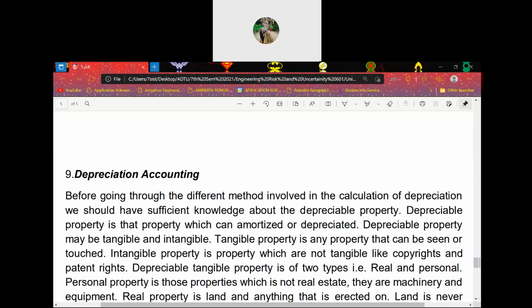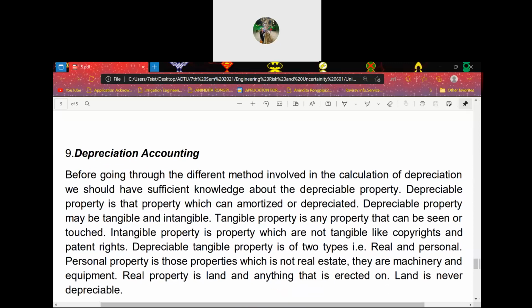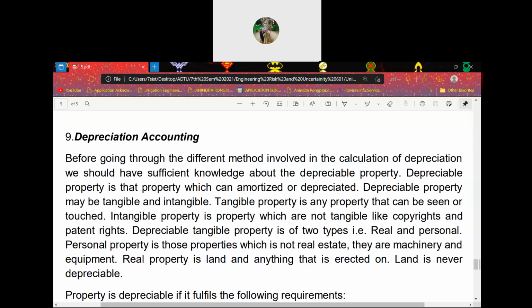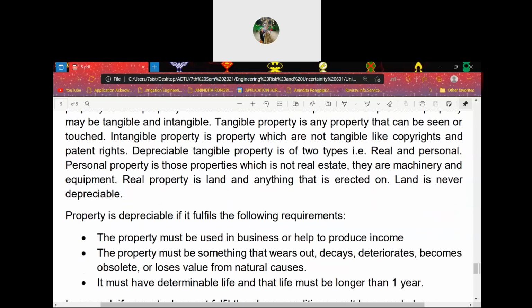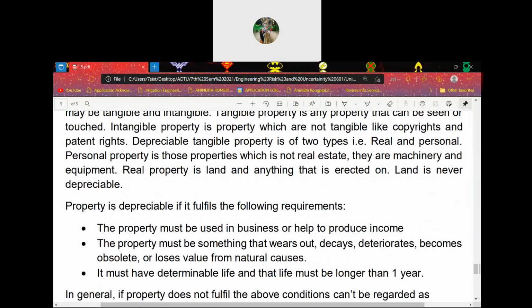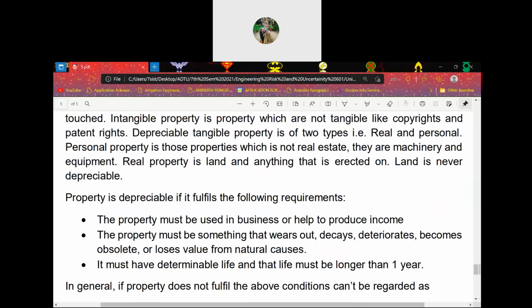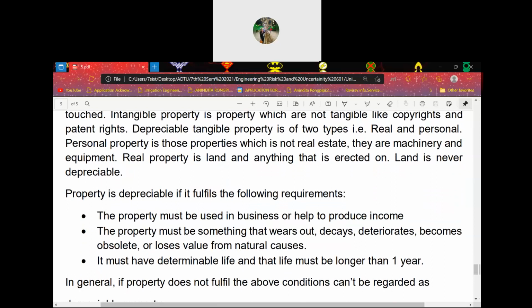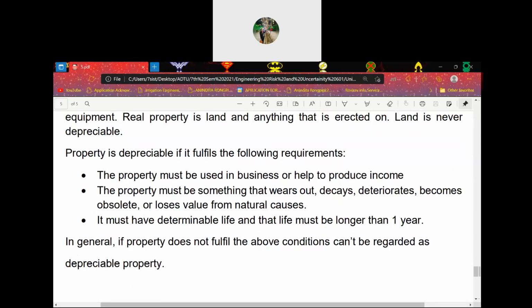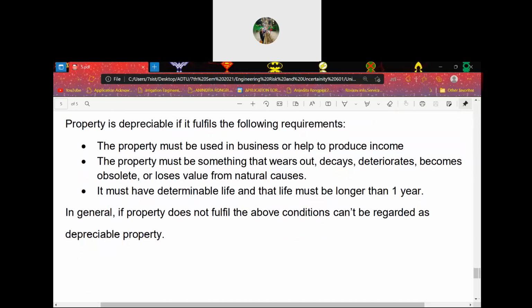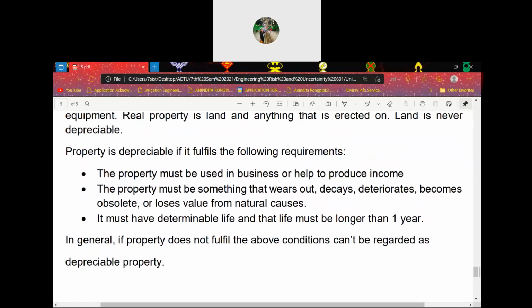Depreciable tangible property is of two types, real and personal. Personal property is property which is not real estate, such as machinery and equipment, and real property is land and anything that is erected on it, and land is never depreciable. Property is depreciable if it fulfills the following requirements. Property must be used in business or help to provide income. Property must be something that wears out, decays, deteriorates, becomes obsolete, or loses value from natural causes. It must have a determinable life, and that life must be longer than 1 year. In general, if property does not fulfill the above conditions, it can never be regarded as depreciable property.